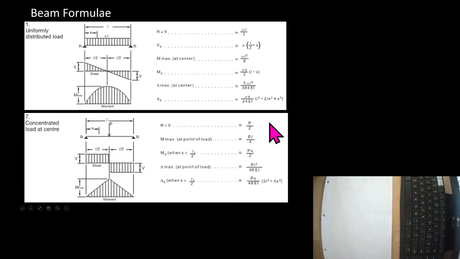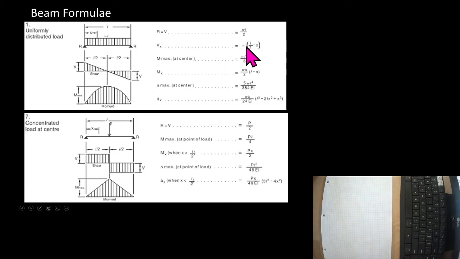In fact, we've done it so much that look at this. Beam formula, uniformly distributed load. Look at this. X, L, WL. There is our reaction and our reaction. R equals V equals WL divided by 2.